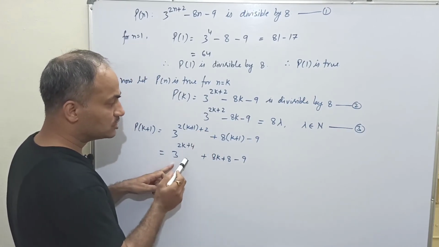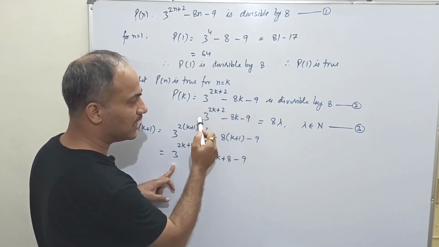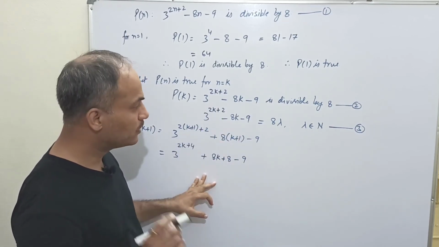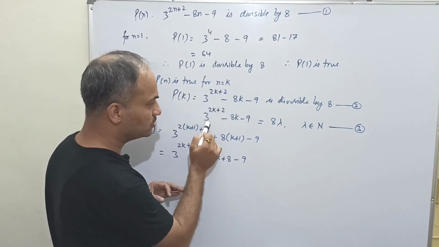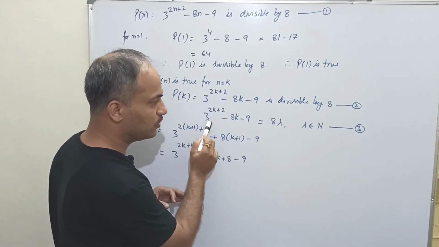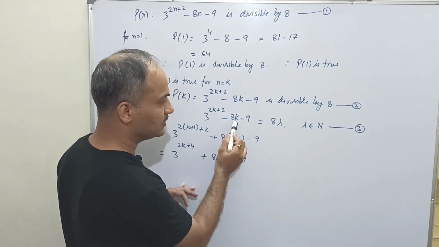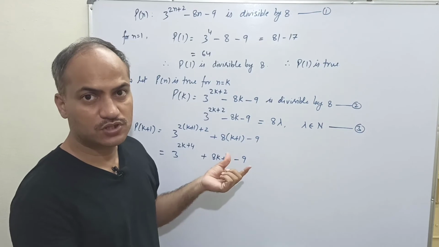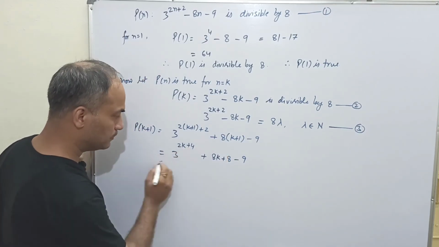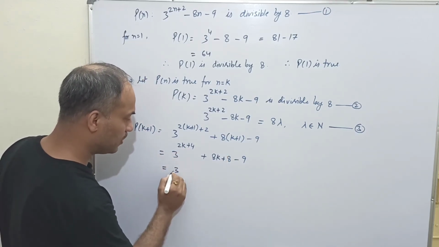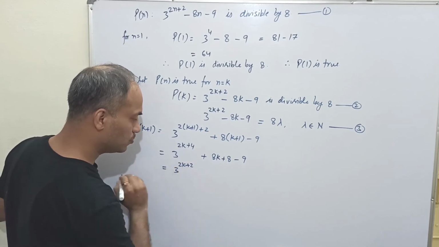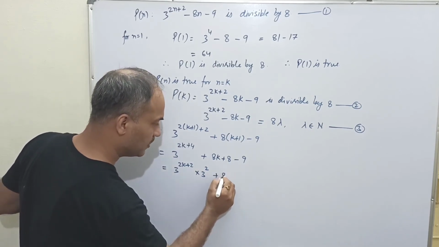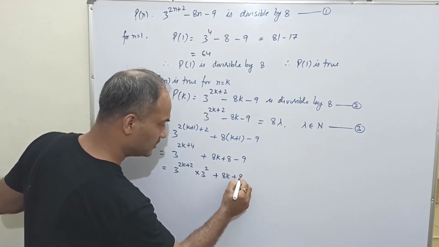If it is not easy to make this entire term over here, you can substitute the value. Suppose this is a bigger term, you can substitute this value. This value will be 8 lambda plus this. Or if you get these 2 terms, then also you can substitute the value. So let us see which term we have got. This can be written as 3 to the power 2k plus 2 into 3 to the power 2. Now plus 8k plus 8 and minus 9.